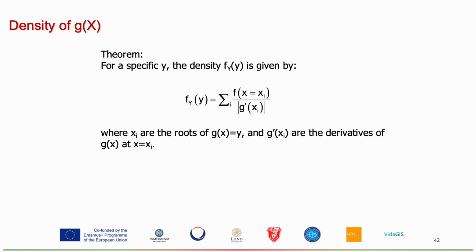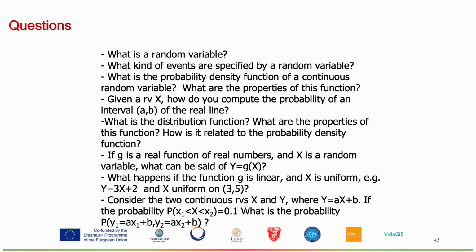This last slide closes this second step of lectures, and in order to allow you to self-evaluate, I have prepared some questions that we can read together. The first question is very simple. What is a random variable? What is the definition of a random variable? The second question is which kind of events can be specified by a random variable?